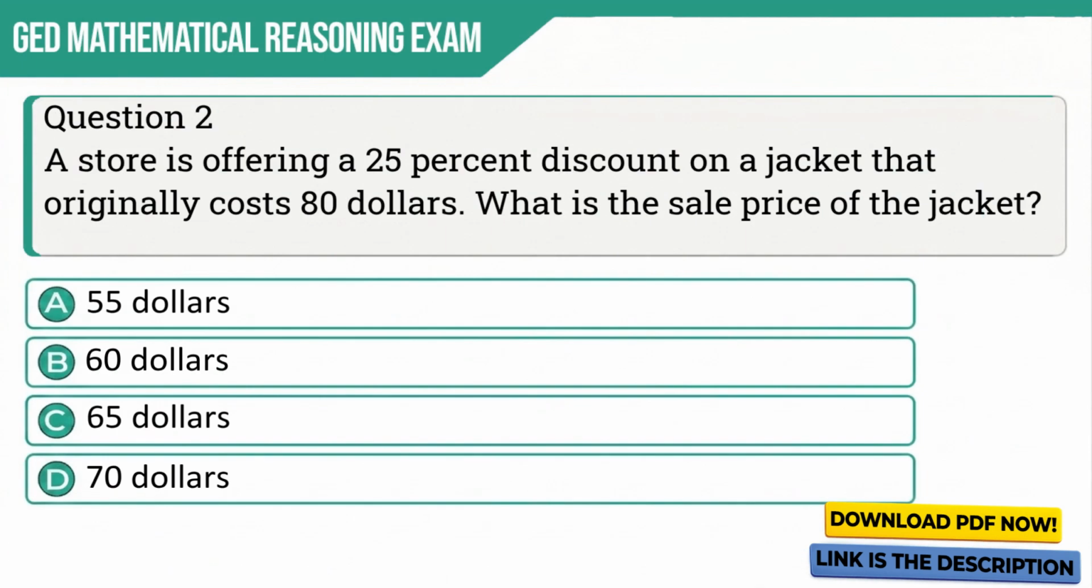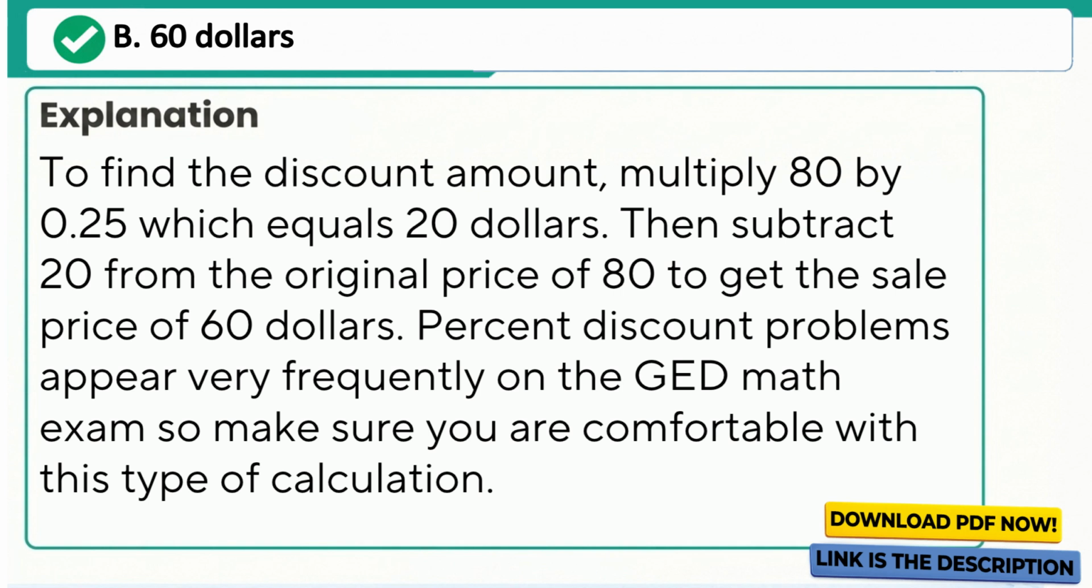Question 2. A store is offering a 25% discount on a jacket that originally costs $80. What is the sale price of the jacket? A. $55, B. $60, C. $65, D. $70. Correct answer, B.